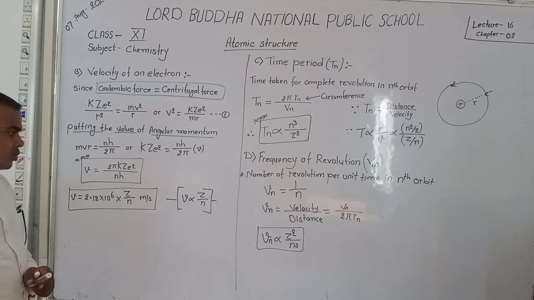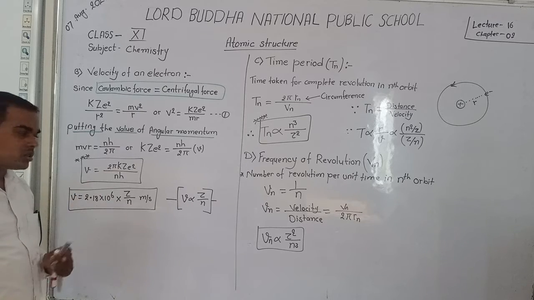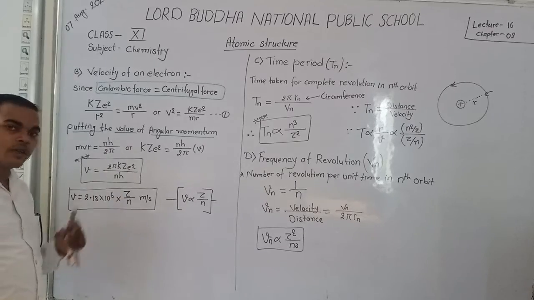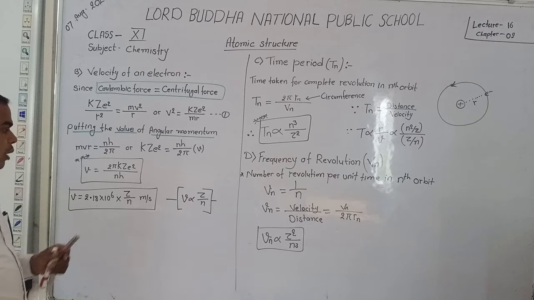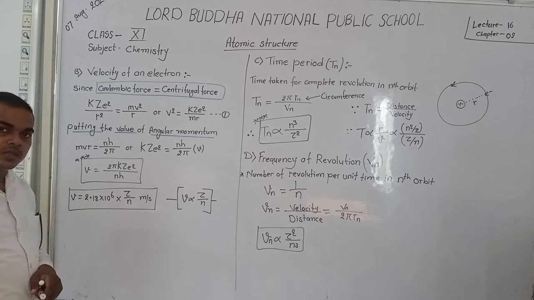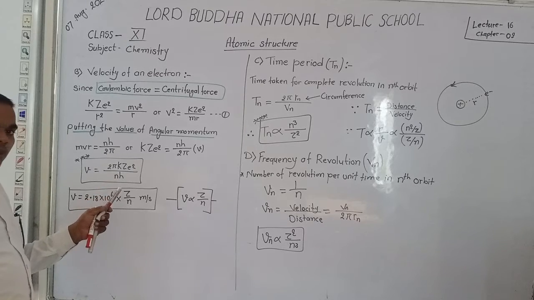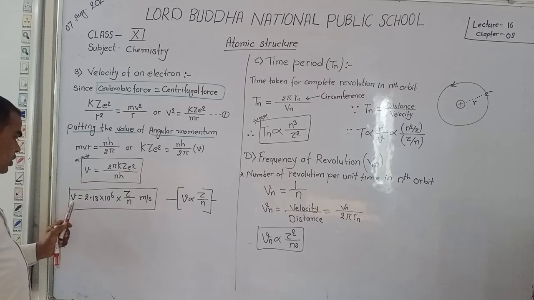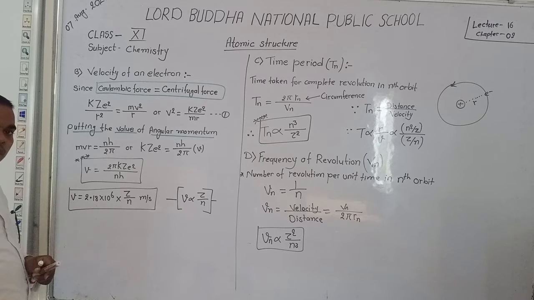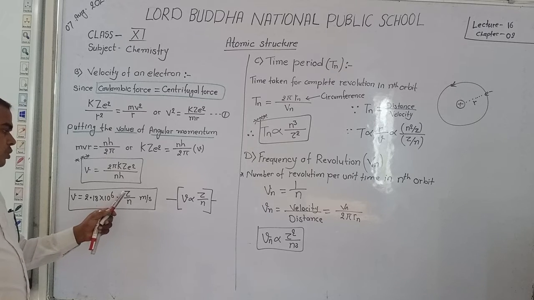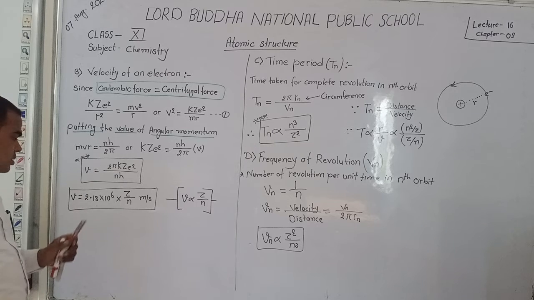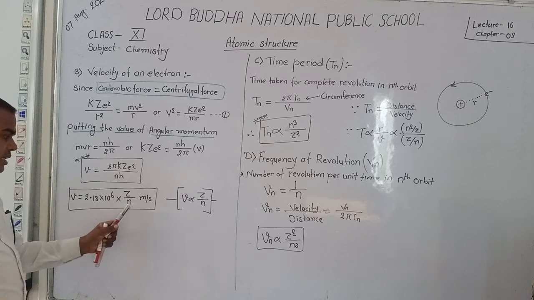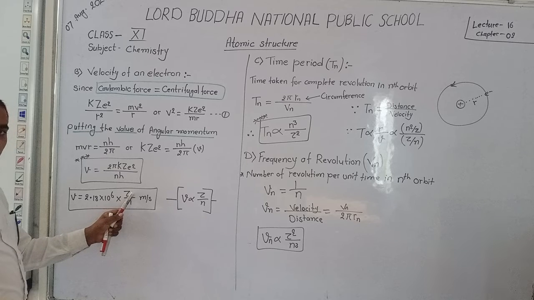The velocity of the electron is equal to 2 pi kZe square upon nh. Dear student, observe that pi is a constant, k is a constant, the charge of the electron is a constant, and h is the Planck constant. After putting in the values of all the constants, we get v equal to 2.18 into 10 raised to the power 6 into atomic number upon number of orbit, in meters per second.